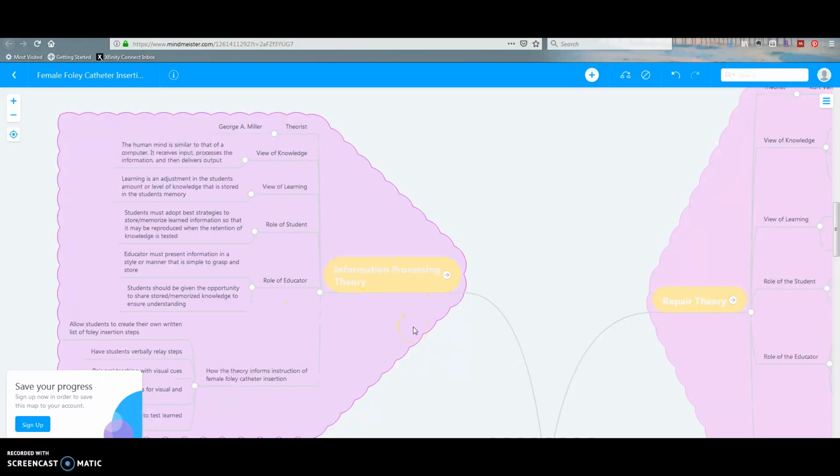So information processing theory is actually not a theory of just Miller. There are other theorists that focus predominantly on information processing theory to bring it actually into the now, if you will. So Miller created this theory very early on, and since that time, that theory of information processing has been pushed forward by Atkinson and Shiffrin in 1968, Bransford, and then most recently, Rumelhart and McClelland in 1986.